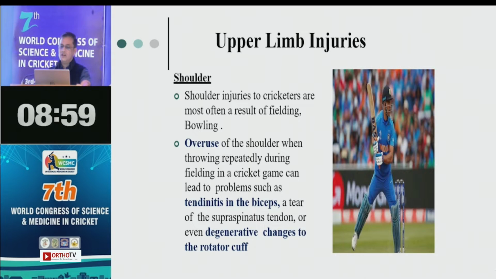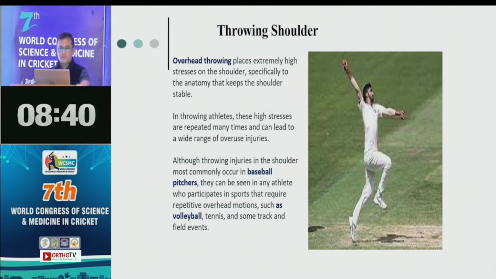So we will start from the upper limb sports injuries with the shoulder joint. The shoulder is commonly used for many overhead activities by bowlers. So overuse injuries of the shoulder are very common. You name it, this can be tendinitis of the biceps, or there can be rotator cuff injuries.